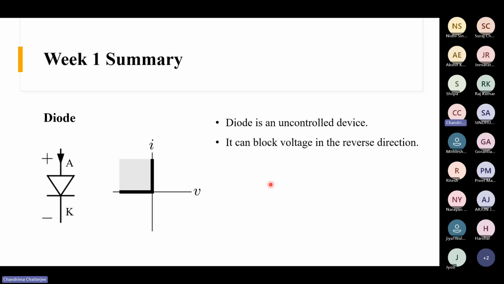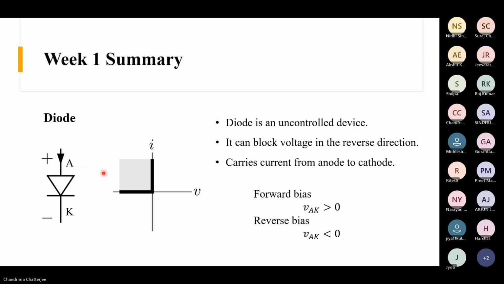And another property of a diode is that it can block voltage only in the reverse direction, right? So what do we mean by reverse direction? For the diode to turn on, the potential of this anode terminal must be positive with respect to the cathode terminal, then only the diode will be on. So that's what I have written.